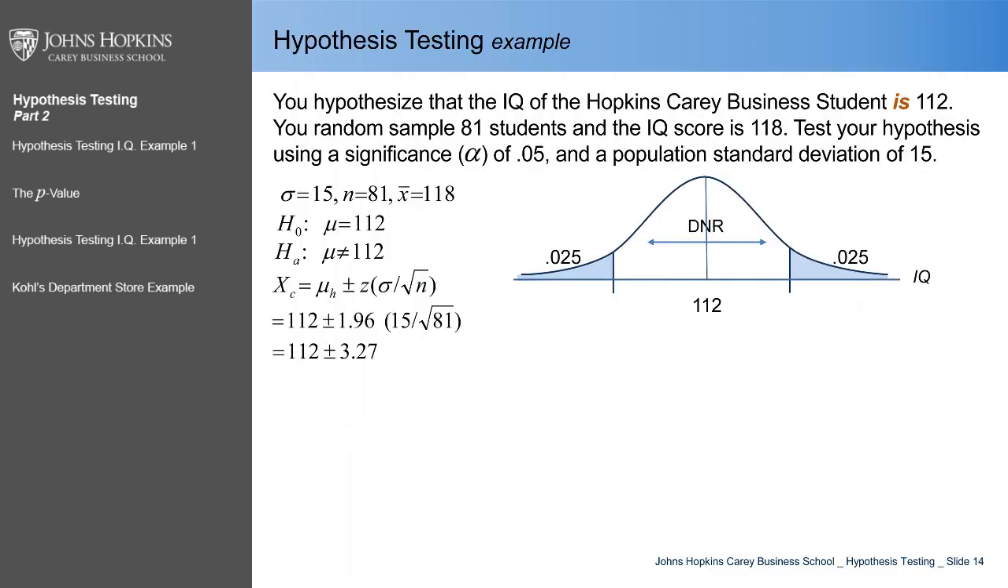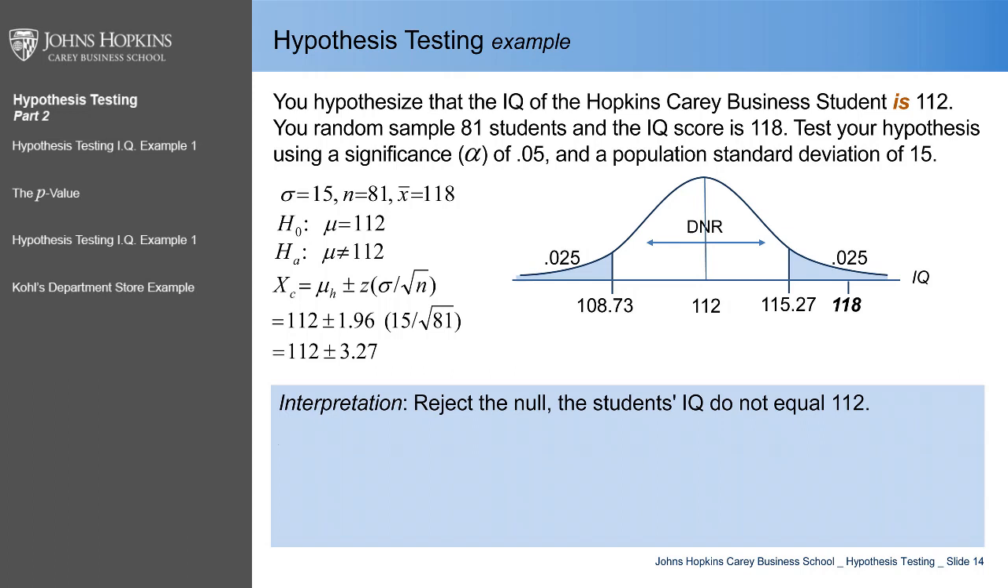Okay, so we do that calculation, and our critical values are 108.73 and 115.27. Now we look at where our sample mean falls. Well, the 118 falls in that right tail in the rejection region. So now we conclude that we will reject the null. The student's IQ does not equal 112.